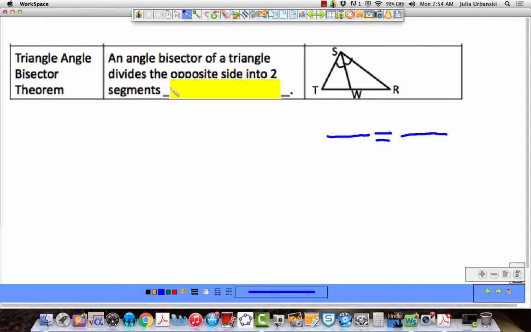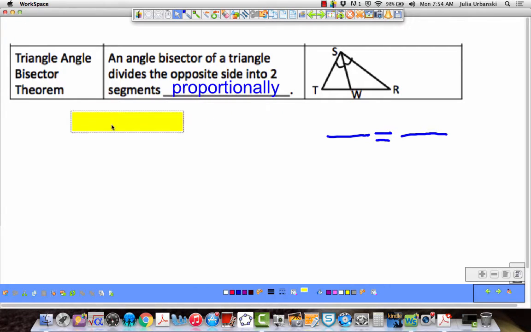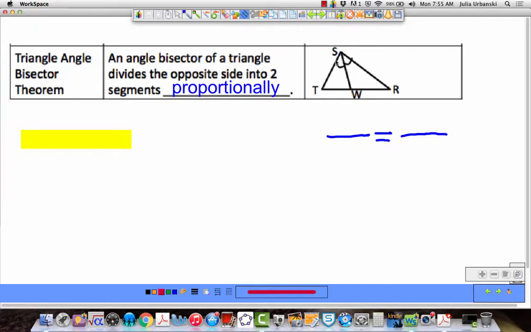But if the angle bisector divides the opposite side into 2 segments proportionally, you can make a proportion out of all the sides if the angle is cut in half. So it's only the sides that count. So you have one side right here, ST, but this piece is broken up into 2 parts. So the other part of the proportion stops at the W, TW. That's your fraction right there, ST over TW.